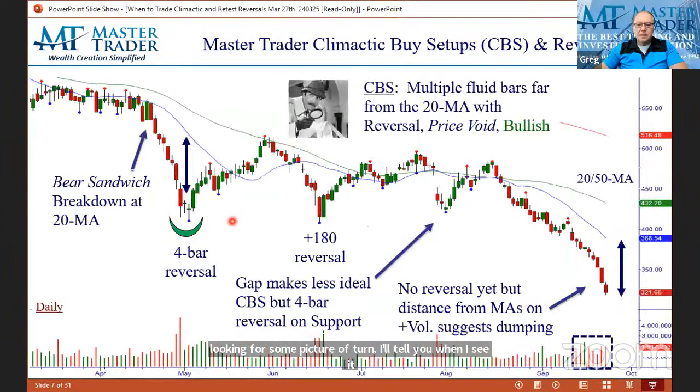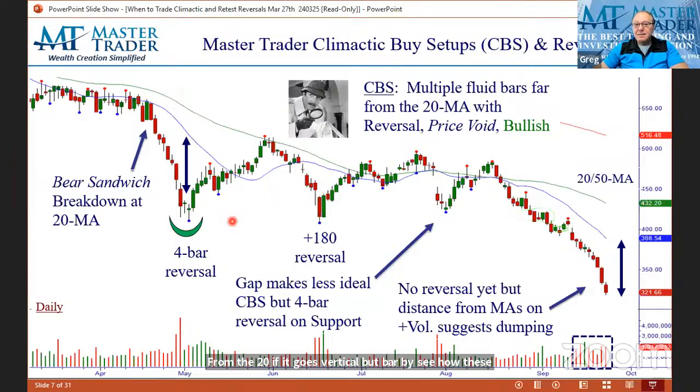And notice, go back to that for a second, Dan. One of the attributes is that if it goes vertical, that's a heads up that it's getting climactic. So it has to get extended from the 20 if it goes vertical. But see how these bars overlap each other a bit? That means there's some hope. This means there's no hope. If you're long that, you are ready to vomit. And that is what happens on a climactic pattern. People are dumping it. They don't care. They are so confident it's going lower. At that point, you're getting ready.